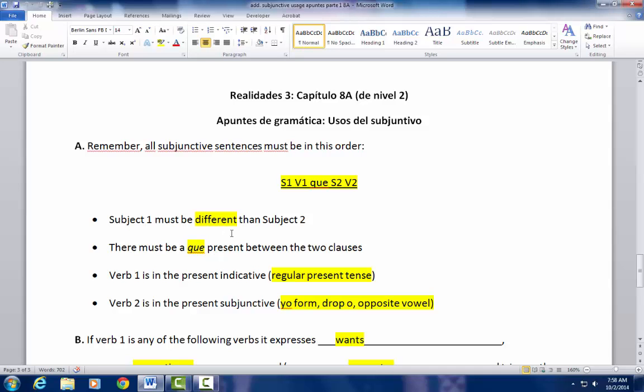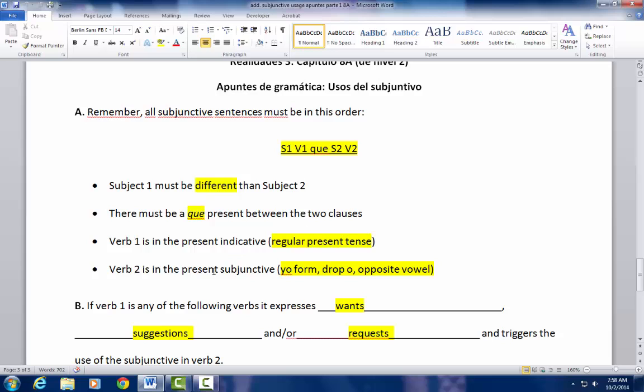So a little bullet point about this. Subject 1 must be different from subject 2. So you can't have mamá and mamá. You can't have yo and yo. You have to have two different people. There must be a K present between the two clauses. Okay, so always make sure that K is there. Verb 1 is going to remain in the present indicative.